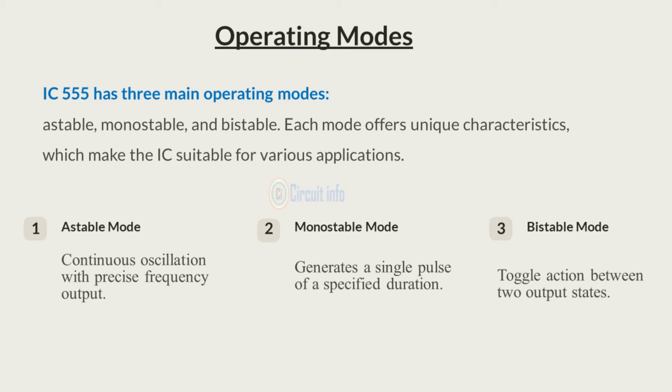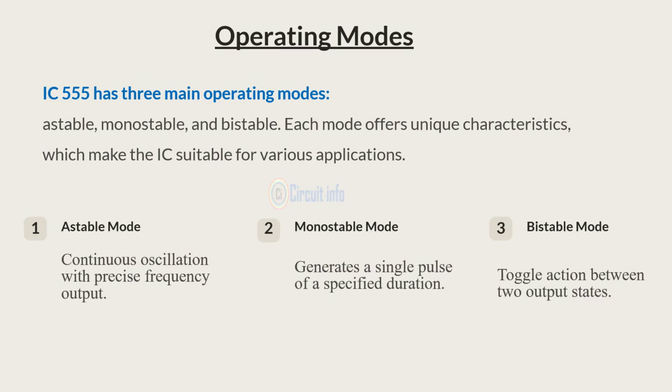Each mode offers unique characteristics, which make the IC suitable for various applications. 1. Astable mode, continuous oscillation with precise frequency output. 2. Monostable mode, generates a single pulse of a specified duration. 3. Bistable mode, toggle action between 2 output states.